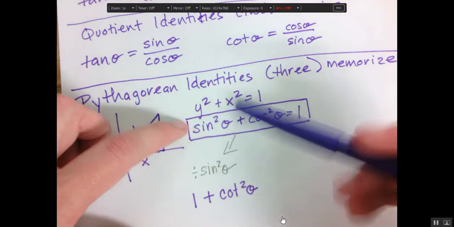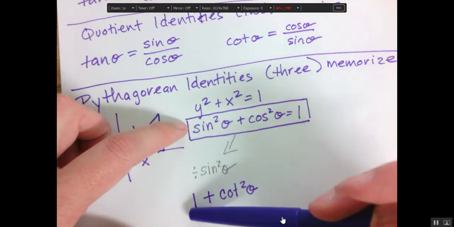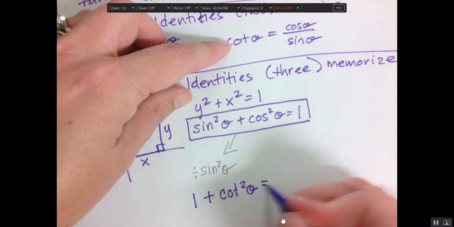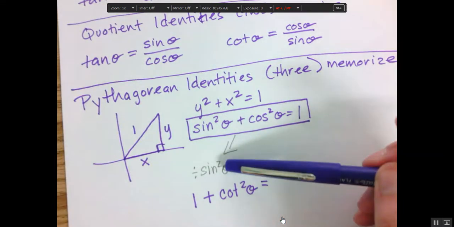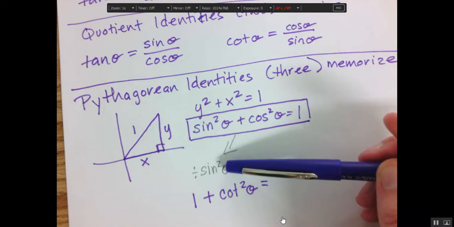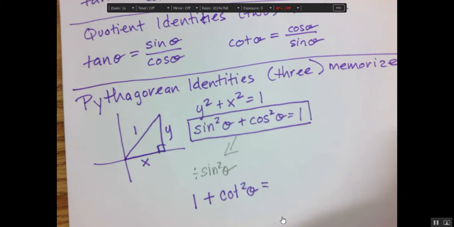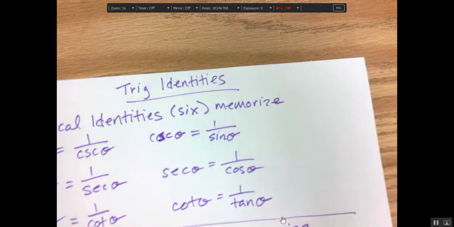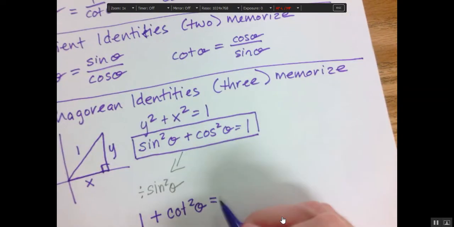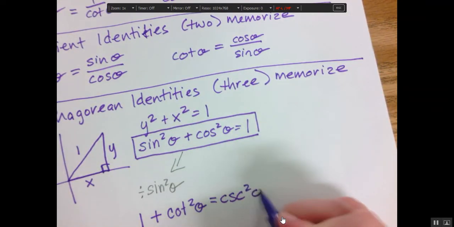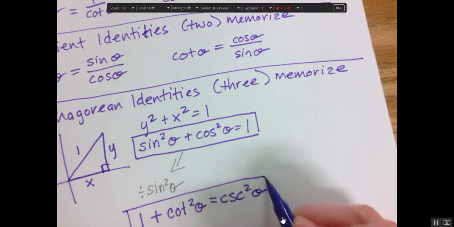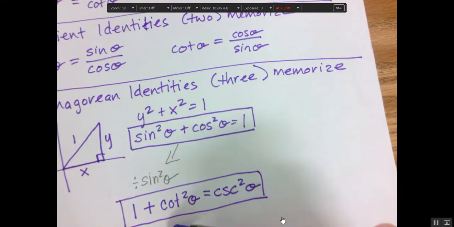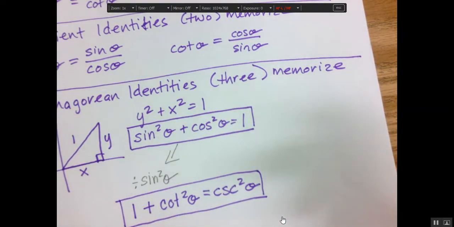Okay, so I'm dividing everything by sine squared. Sine squared over sine squared is 1. Cos squared over sine squared gives me cotangent squared. And then 1 over sine squared, what's that going to give us? Is that cosecant? It is, right. So 1 over sine squared is going to give me cosecant squared theta. So it's going to equal cosecant squared theta. So this is another one. Personally, I often just remember this one, and then if I need to deal with cosecant and cotangent, I just divide everything by sine squared to find the new one.